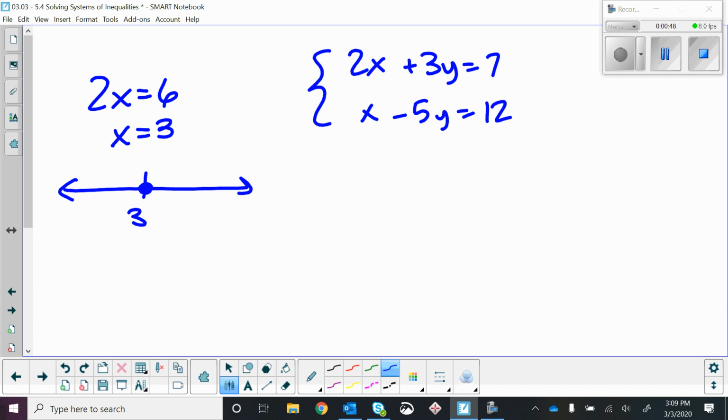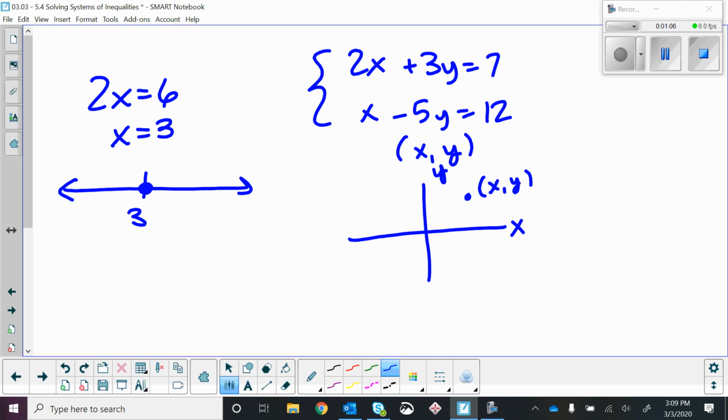So if you have this system, the solution is going to be two numbers instead of just one. And when you draw a picture of that solution, you have two number lines. Still just one point, but now it's representing two pieces of information at the same time.